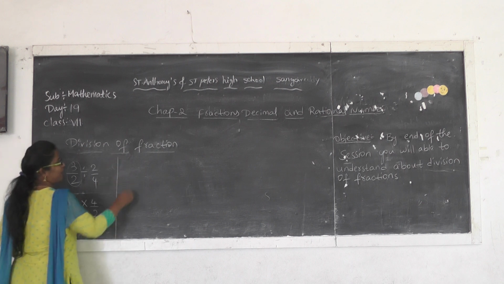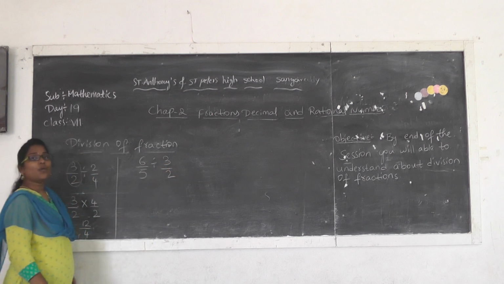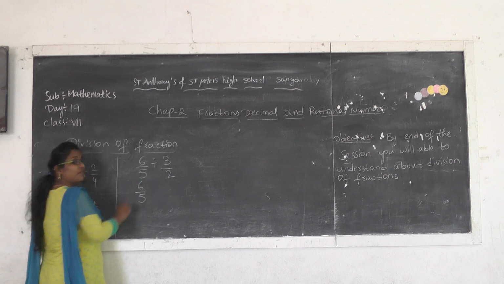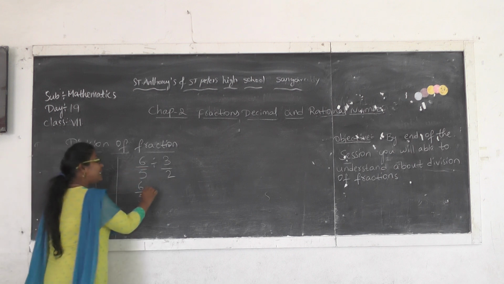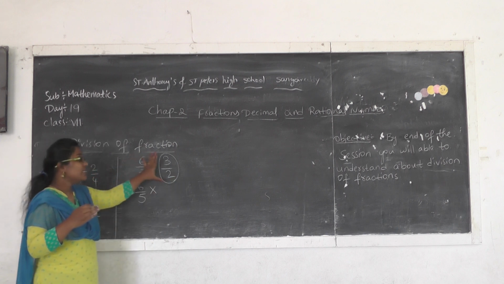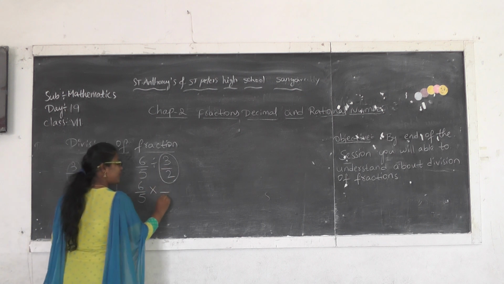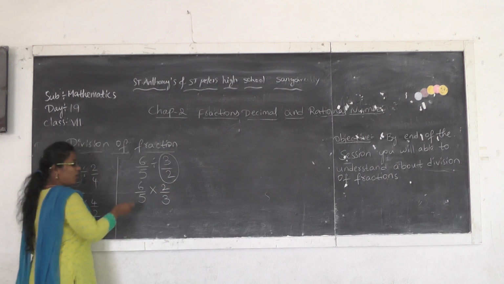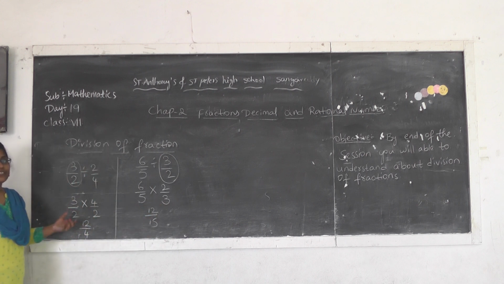Let me take one more example: 6 by 5 divided by 3 by 2. How will we do the division? The first fraction we write as it is, 6 by 5. Next step, what do we have to do? Change the division symbol into the multiplication symbol, and write the reciprocal of the second fraction, not the first fraction. The reciprocal means interchanging the terms: 3 is in the numerator, so 3 should come in the denominator, and 2 should come in the place of numerator. Now 6 2s are 12, 5 3s are 15. Like this we have to do division of fractions.